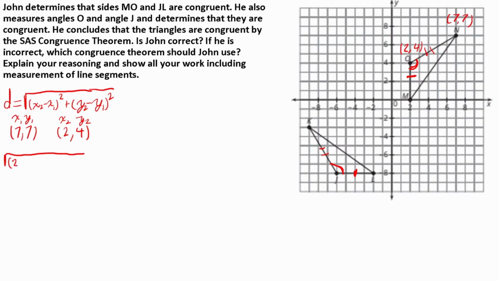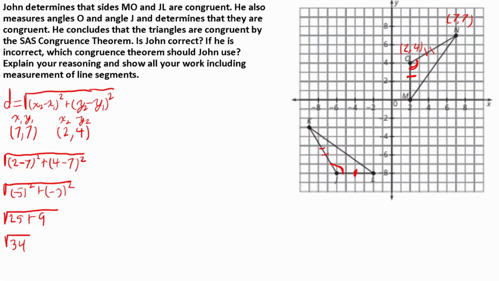That's going to give me x2, which is 2, minus x1, which is 7 squared, plus 4 minus 7 squared, which will then give me negative 5 squared plus negative 3 squared, which will then give me 25 plus 9, which will then give me square root of 34. That's our first set of points. We want our second set of points to also equal the square root of 34.